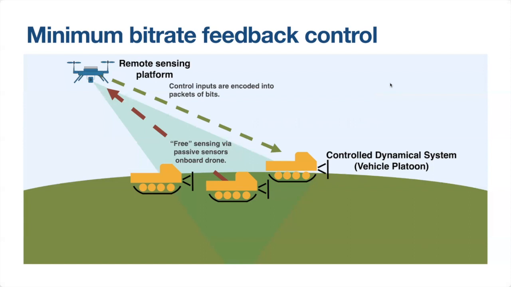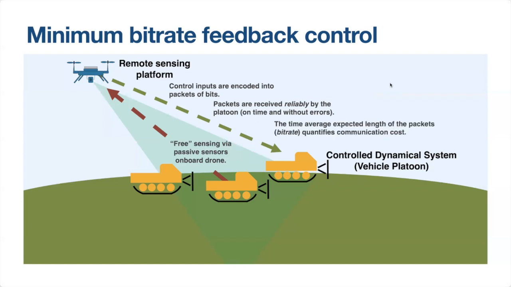I'm going to assume that the drone encodes its control commands into packets of bits, literally strings of ones and zeros. I'm going to assume that these packets can be transmitted to the control system reliably, which in communication engineering terms means without errors and without delay. Then we're going to quantify communication cost by the time average expected length of these packets. We're going to call this the bit rate.